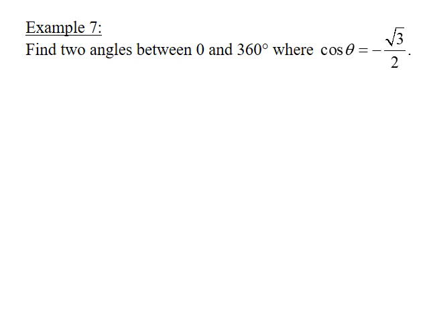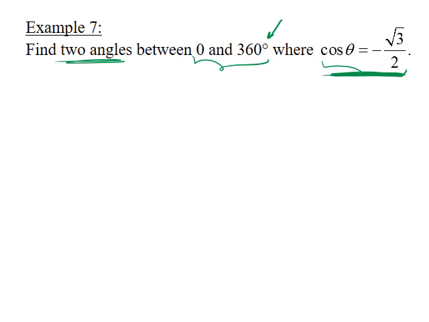So now it says find two angles between 0 and 360 degrees where cosine of theta is equal to -√3 over 2. So if I want two angles between 0 and 360 degrees, that means our answer needs to be in degrees rather than radians. So let's talk about some things we know. We're given cosine of theta is -√3 over 2.